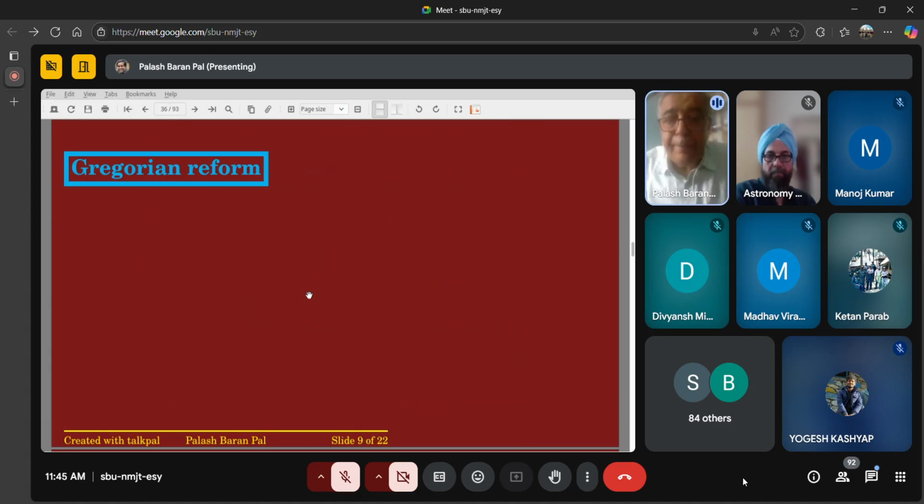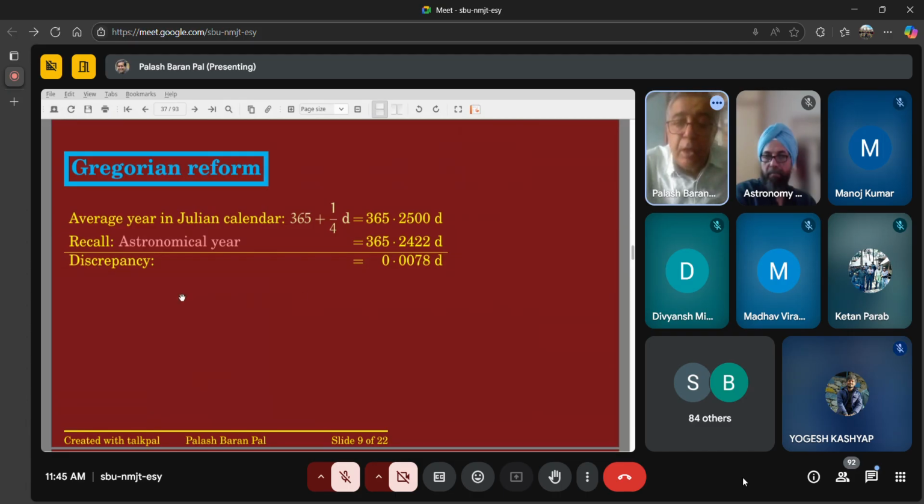So, the big change came in the form of Gregorian reform. Let's see why the change was necessary. See, the average year in Julian calendar was 365 plus 1/4 days. So that's 365.2500. But you remember that the astronomical year, which I quoted a few slides earlier, is 365.2422 days. The discrepancy is 0.0078 days.